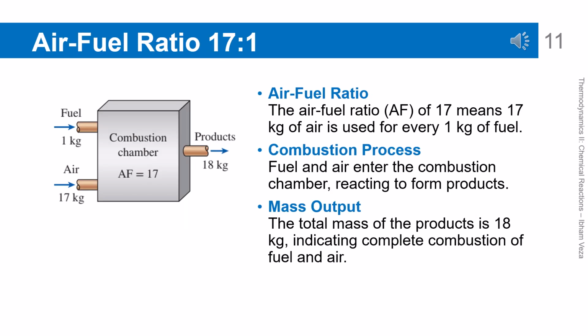Air-fuel ratio 17:1. An air-fuel ratio of 17 means 17 kilograms of air is used for every 1 kilogram of fuel. Under this condition, the total product mass becomes 18 kilograms. This directly shows that all incoming mass must leave as products. The air-fuel ratio is a key parameter in combustion analysis. This value strongly affects temperature, efficiency, and emissions.